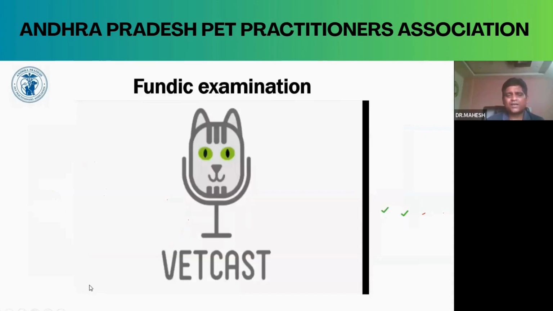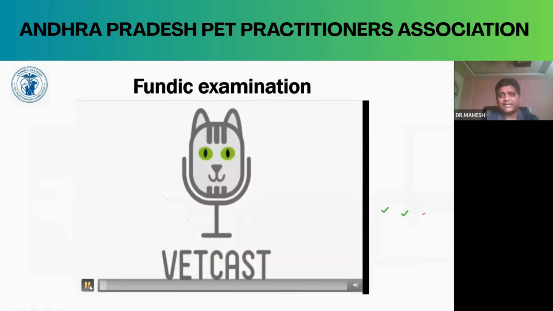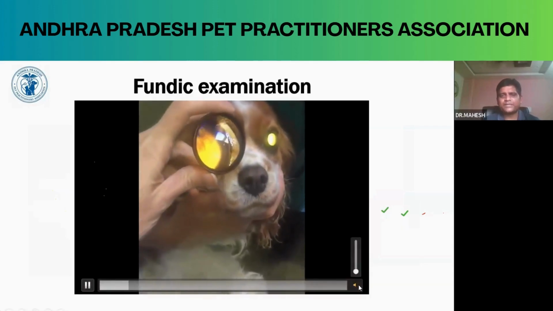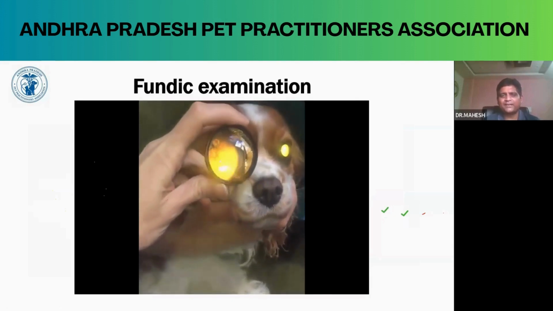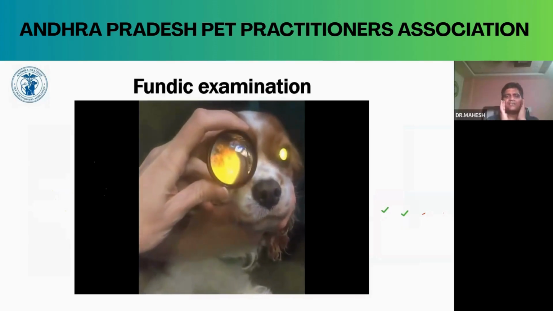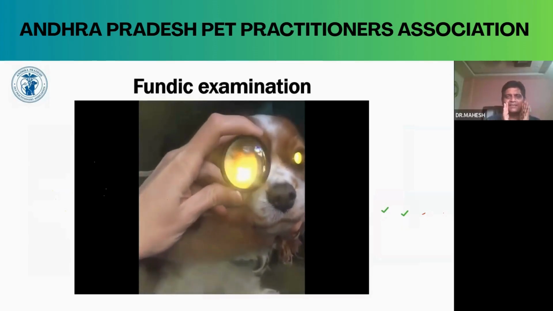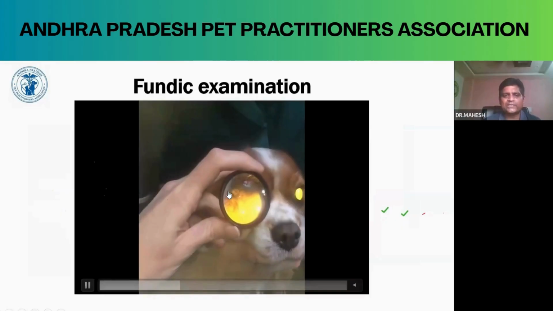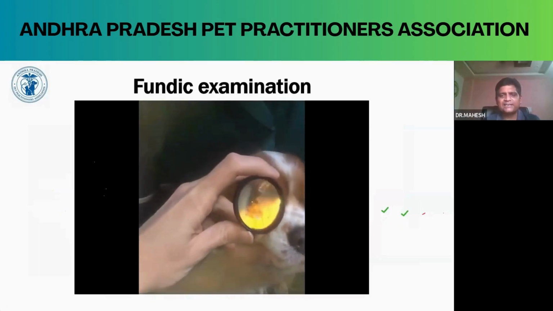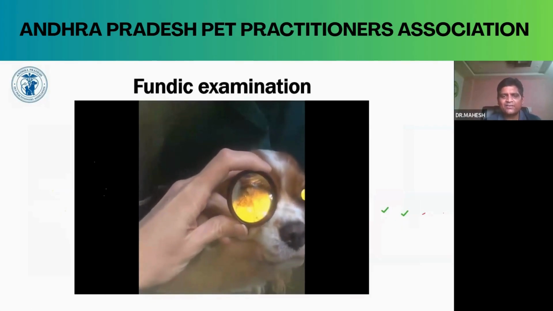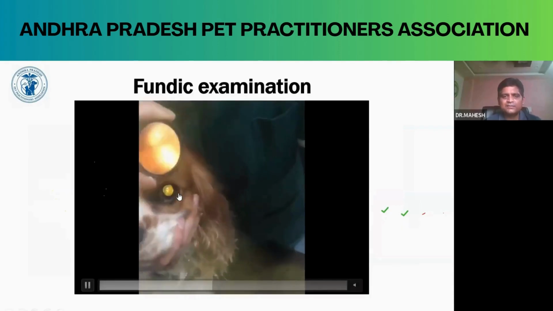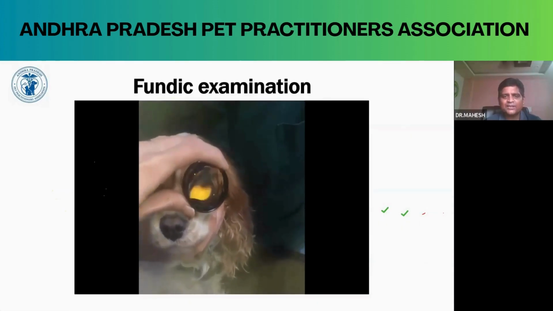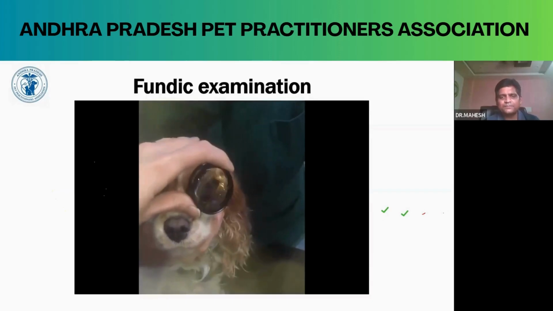So this is how he is examining. After dilatation in both eyes, after application of tropicamide, and after focusing into the eye with the indirect ophthalmoscope, slowly introduce the convex lens. Now you can clearly appreciate the fundic area. Here it is a yellow color, and the black is the non-tapetal area.